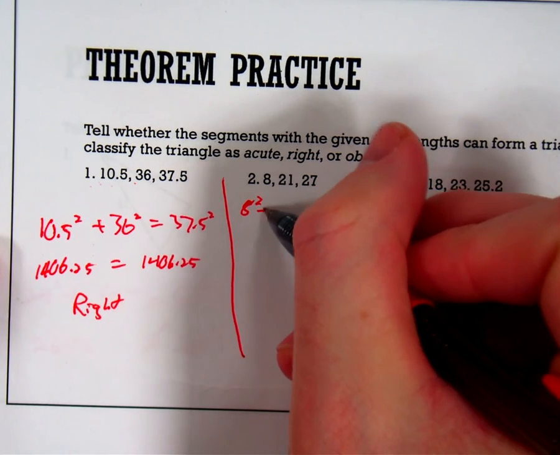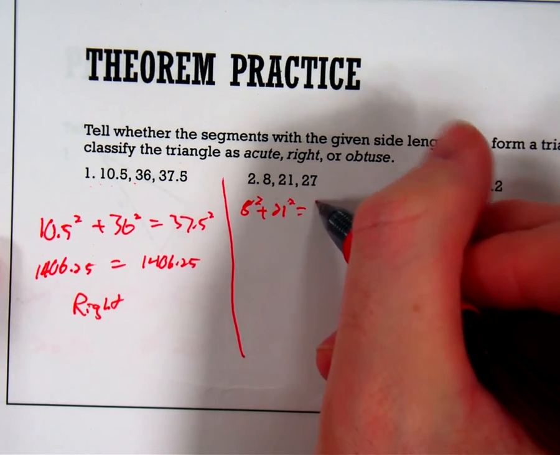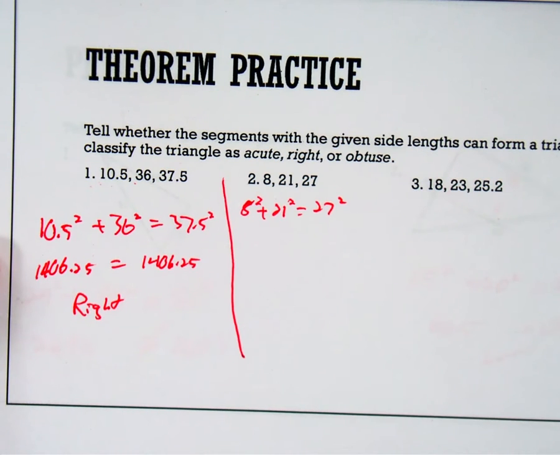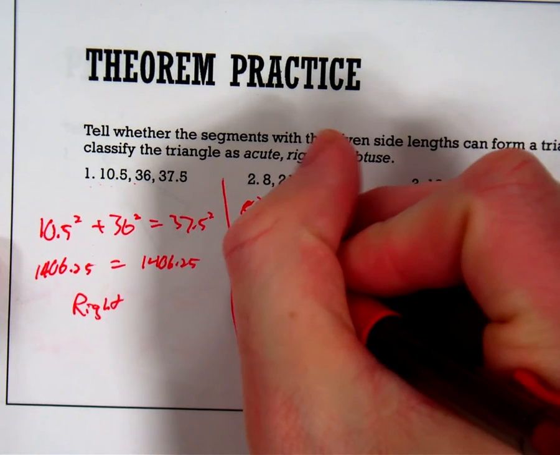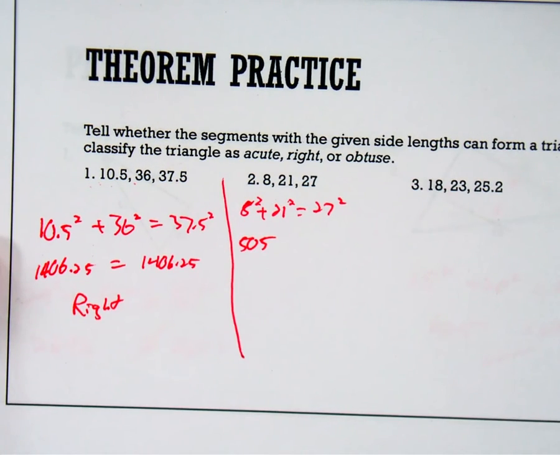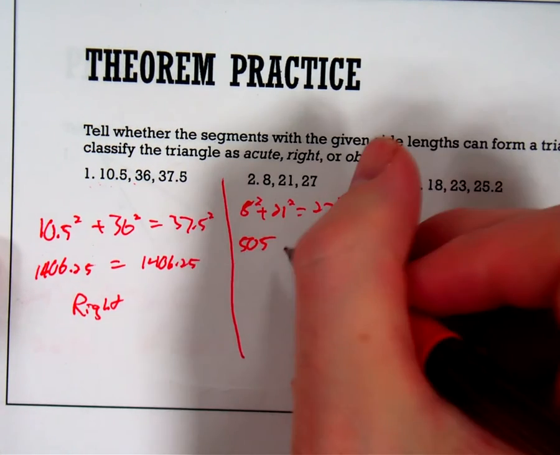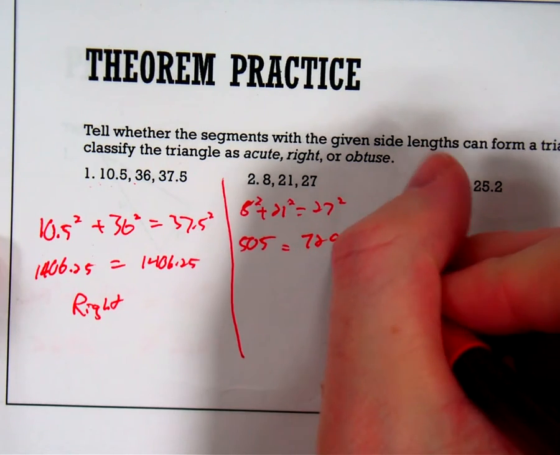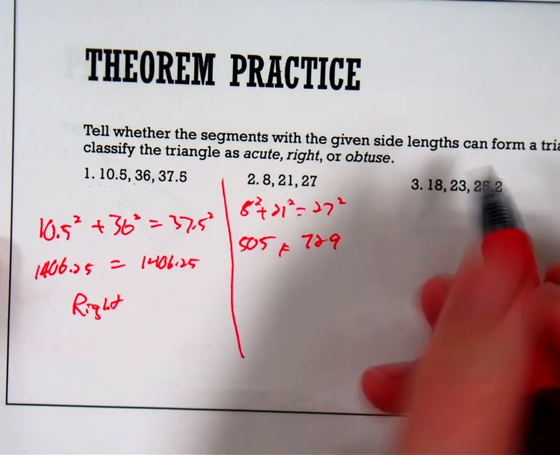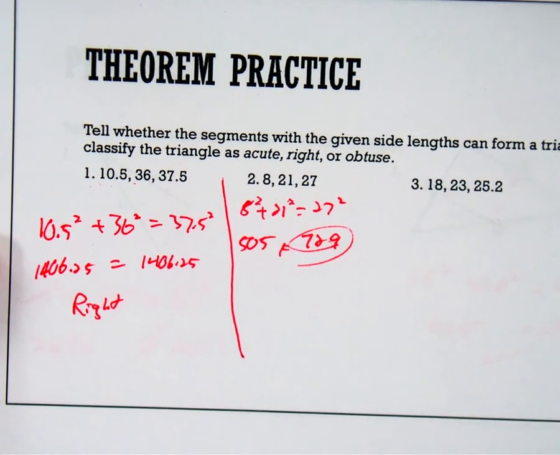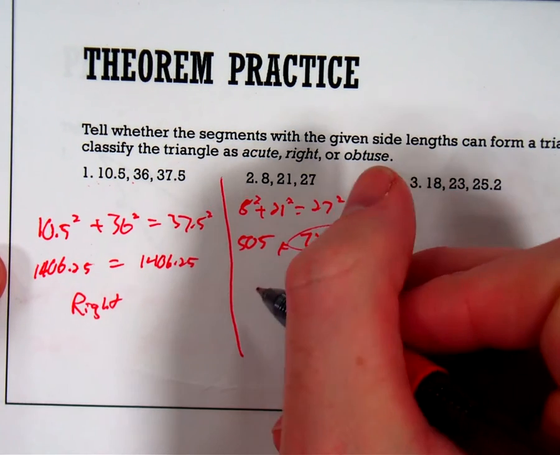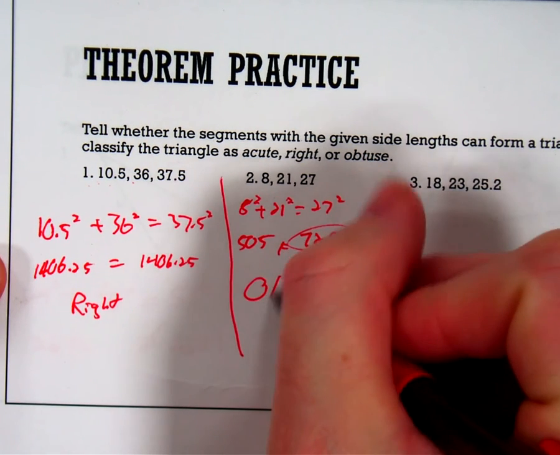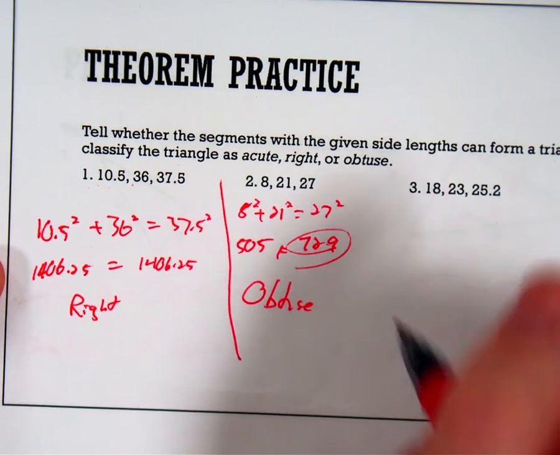8 squared plus 21 squared equals 27 squared. We got 505 on the left, 729 on the right, not equal. And the c squared side was bigger. If the c squared side is bigger, that means it is obtuse.